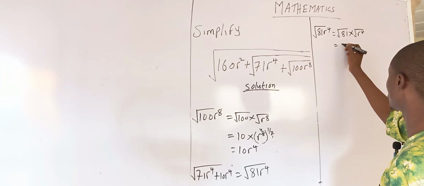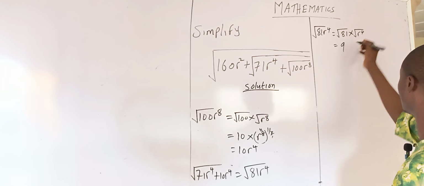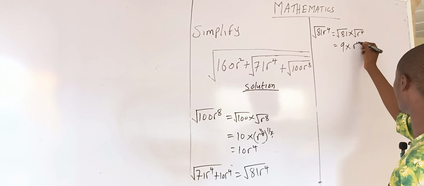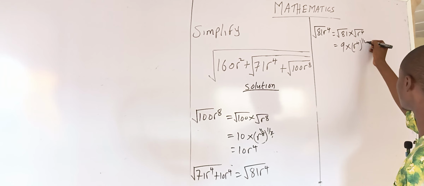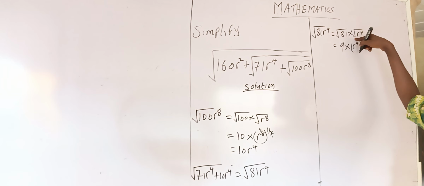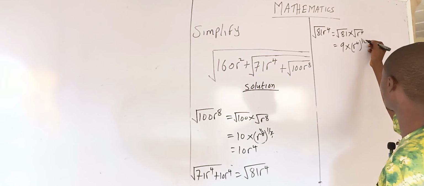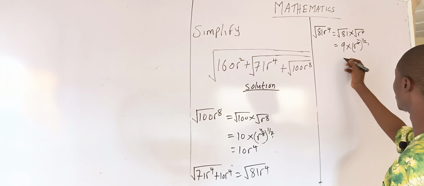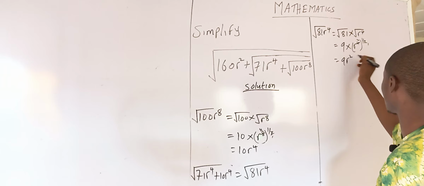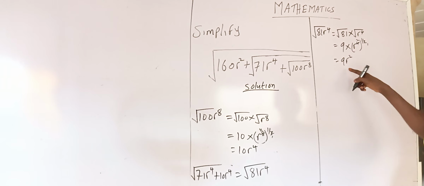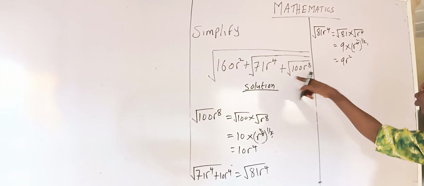So you can have this should be 9. The square root of 81 is 9 multiplied by r to the power of 4, or to half, since we know that anything square root means to the power of half. So 2 here 1, 2 here 2. So this becomes 9r squared. So since we've gotten this, now let's put it into the next part.